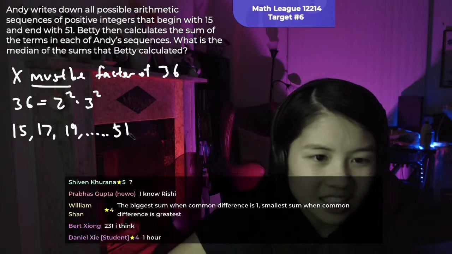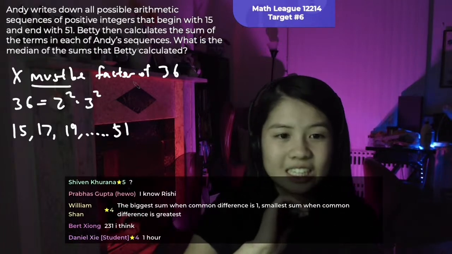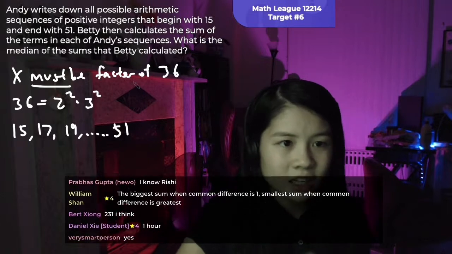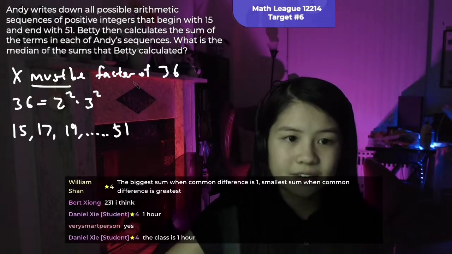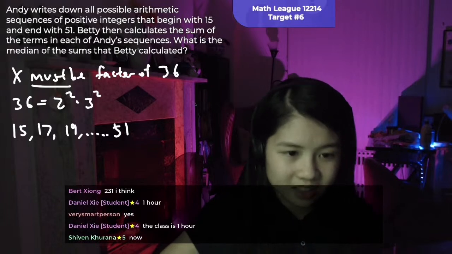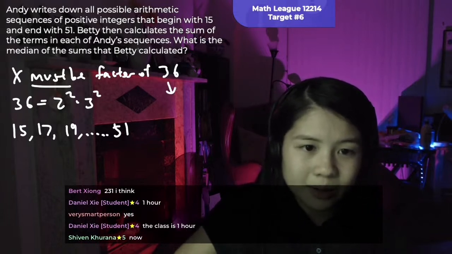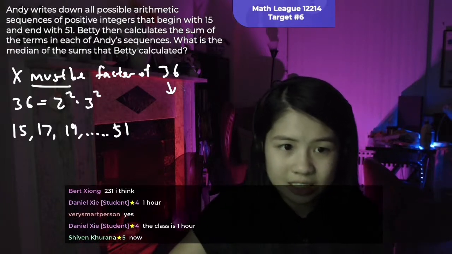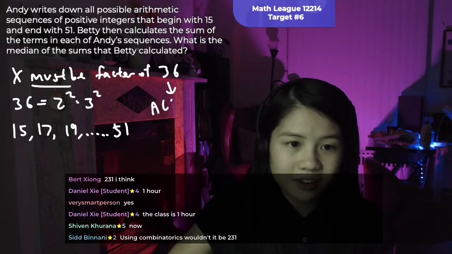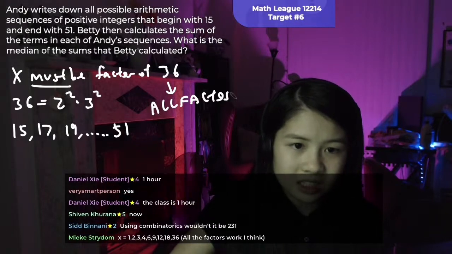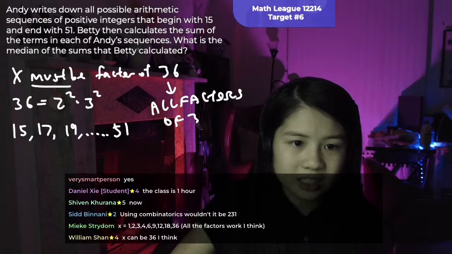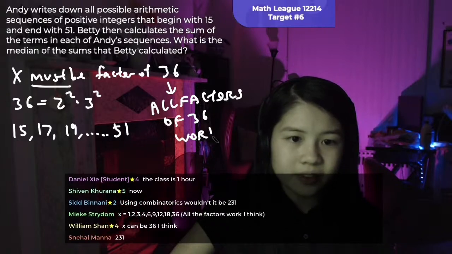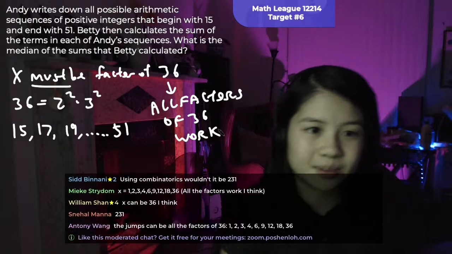So yes. If you just think about it, it'll make sense that all the different factors of 36 can be values of x. So now we get even further a step. Now we know that all factors of 36 work. So all factors of 36 work.